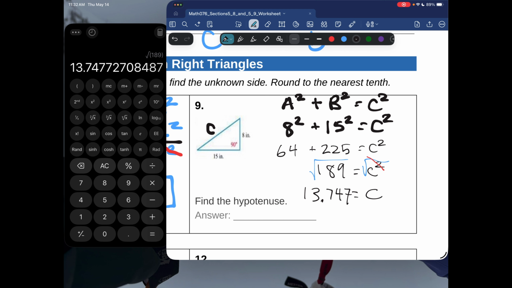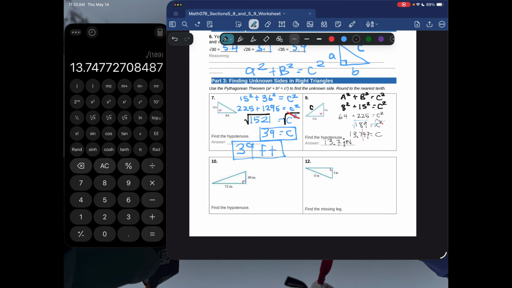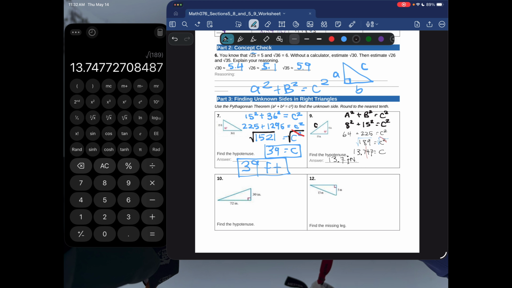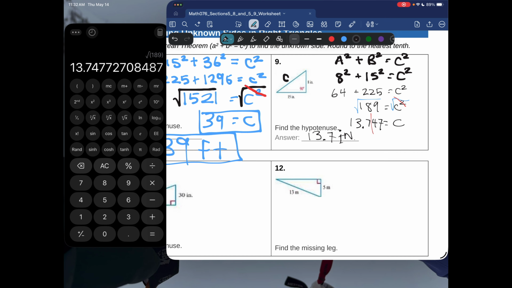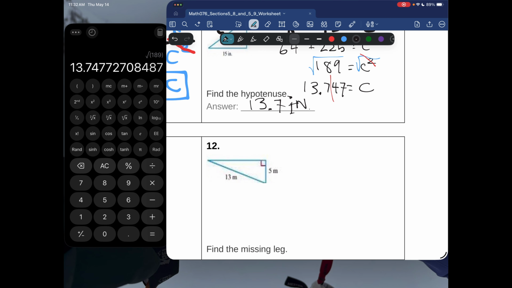So I'm going to draw my line after the tenths, and I'm going to see, am I rounding up or am I rounding down? This is a round down, so I have 13.7, and then I got to make sure I have my units, which I said were feet. Oh, no, this is inches. 13.7 inches. Okay, I'm going to let you all try number 10 on your own, and then I'm going to do number 12.